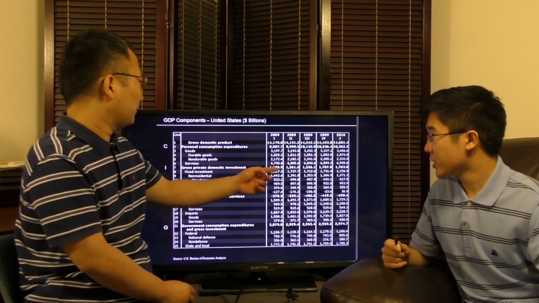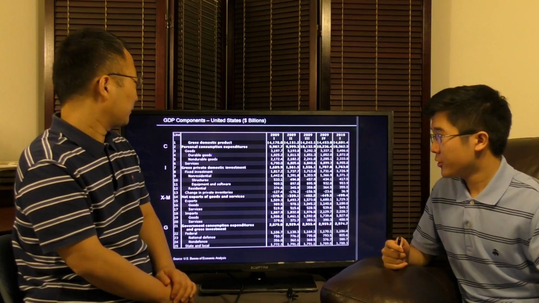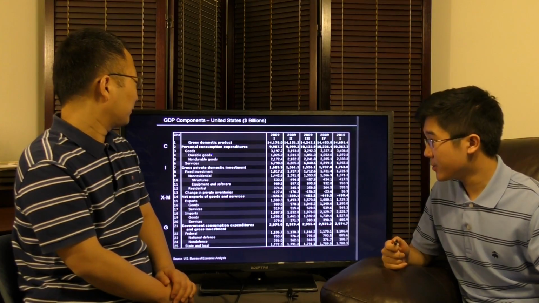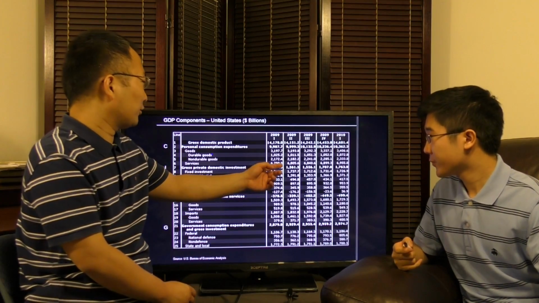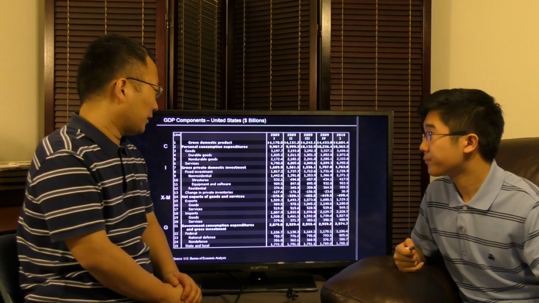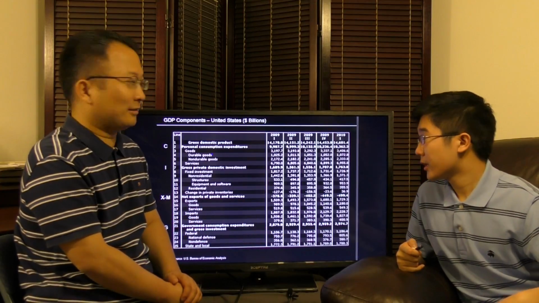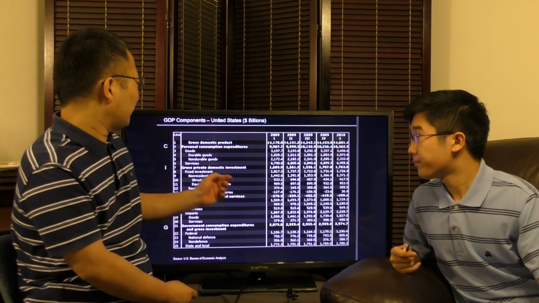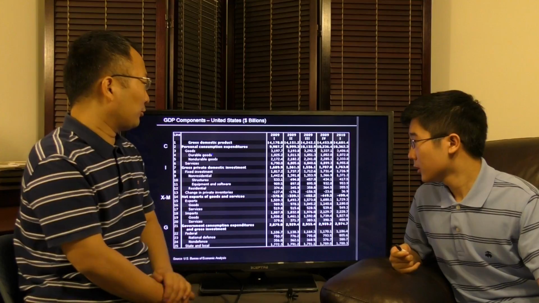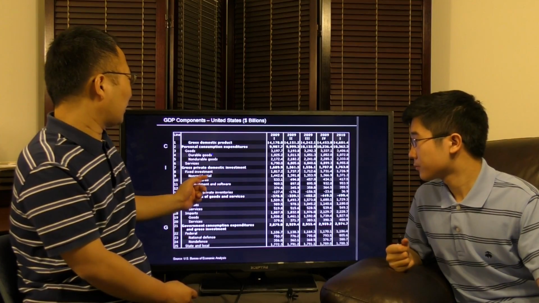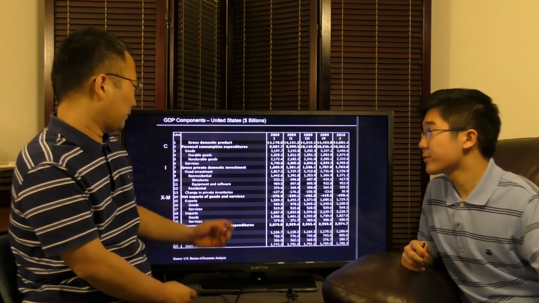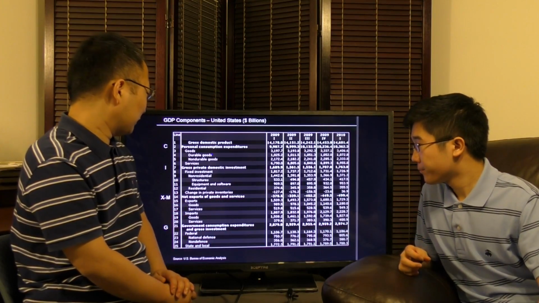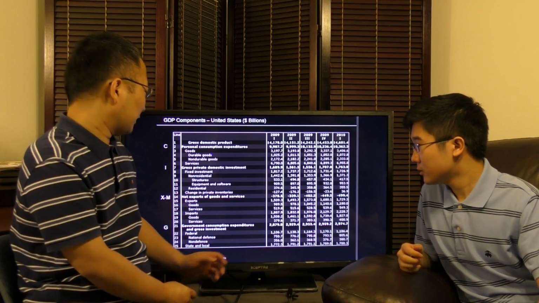Most of it, about 2/3 of the consumption, is on services. So we have a large service economy, for example restaurant spending and dining. Then we have the investment spending, which is non-residential and residential, and changes in private inventories and so forth. And then we have the government spending.